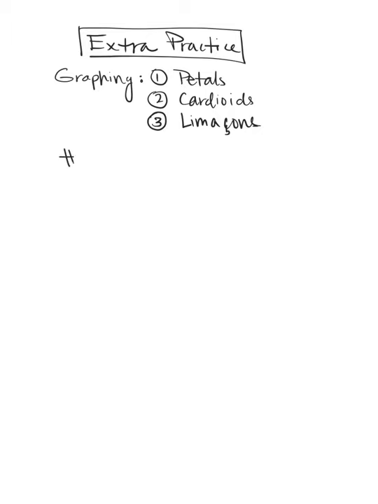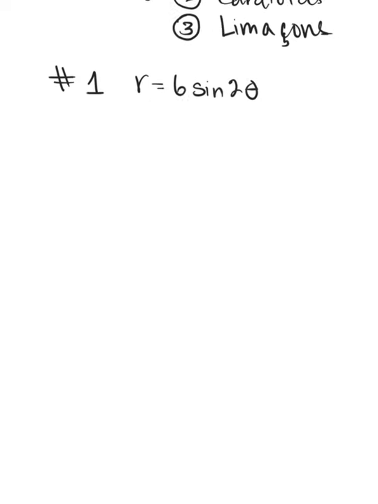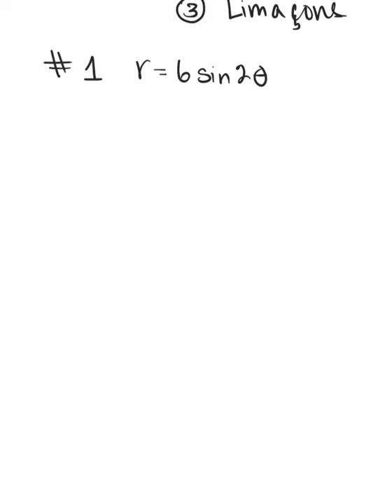So for the first one that I'm going to do, I'm going to graph r equals 6 sine of 2 theta. I would know this is a petal graph because there's no adding or subtracting. So first press pause, try to do it yourself, and then check the solution afterwards. You should always do that for every single problem. Try to graph this one first, and then once you have that, fast forward and see if you have the same graph as I do.